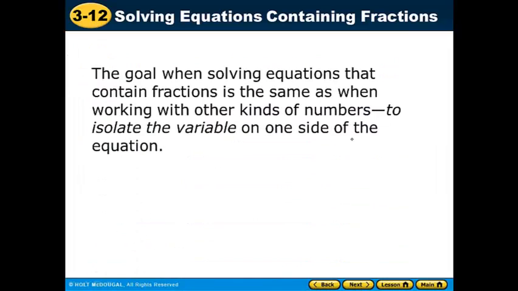Right now, the goal when solving equations that contain fractions is the same as when working with other kinds of numbers: to isolate the variable on one side of the equation. Last time, we learned how to solve one and two-step equations that had integers. The goal was to have the variable on one side. Same thing here, nothing has changed. The only thing is we are dealing with fractions.